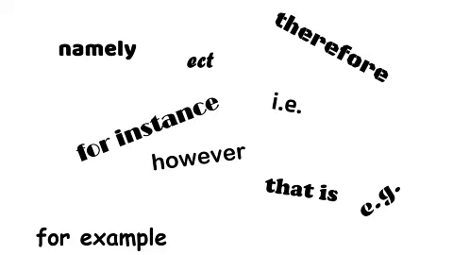Another minor use of the semicolon is that it should be used to precede words like namely, however, therefore, and for example, the list goes on.